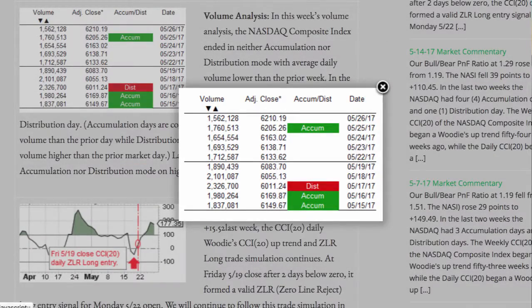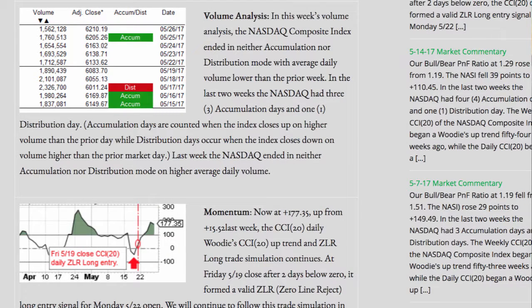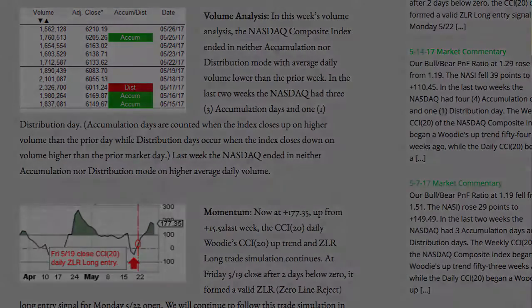Volume analysis. In this week's volume analysis, the Nasdaq Composite Index ended in neither accumulation nor distribution mode, with average daily volume lower than the prior week. In the last 2 weeks, the Nasdaq had 3 accumulation days and 1 distribution day. Accumulation days are counted when the index closes up on higher volume than the prior market day, while distribution days occur when the index closes down on volume higher than the prior market day. Last week, the Nasdaq ended in neither accumulation nor distribution mode on higher average daily volume.